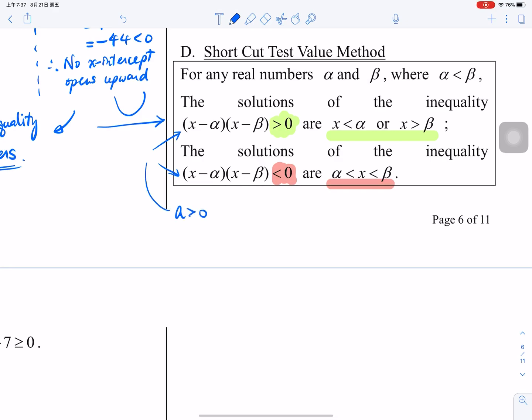A greater than 0, if we write it as a quadratic form like this. So again, if a is greater than 0, for the inequality greater than 0, x is smaller than the smaller x-intercept, or x greater than the greater x-intercept. If the quadratic inequality is smaller than 0, then x is in between the two x-intercepts. Okay? Let's have a look.